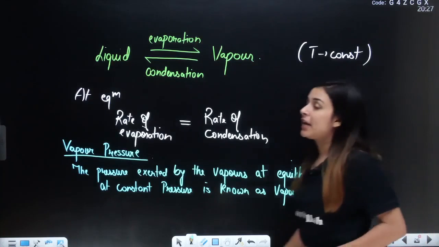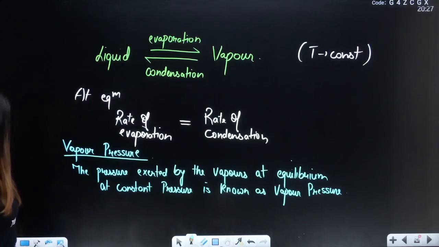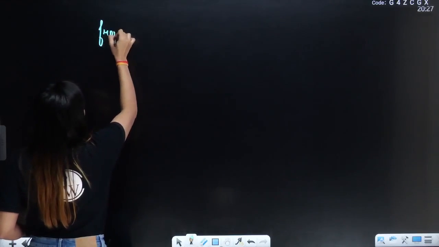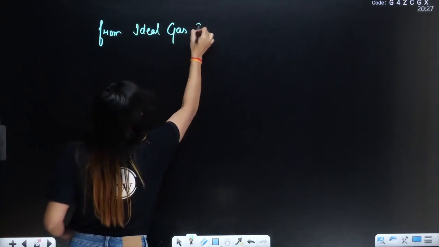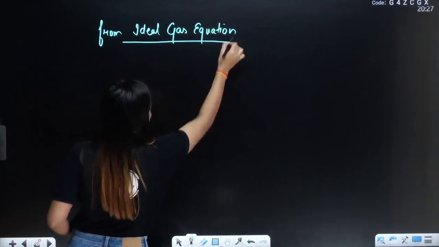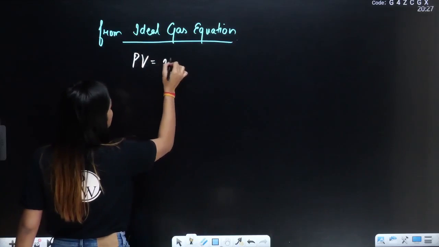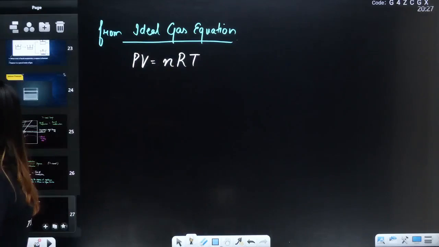Perfect. Now my dear students, I hope you're clear with this concept. Now what I want to tell you other than this is, now I know the ideal gas equation, so you'll write from the ideal gas equation. From the ideal gas equation, we know that PV is equal to nRT. Okay, clear? Now let's move here.